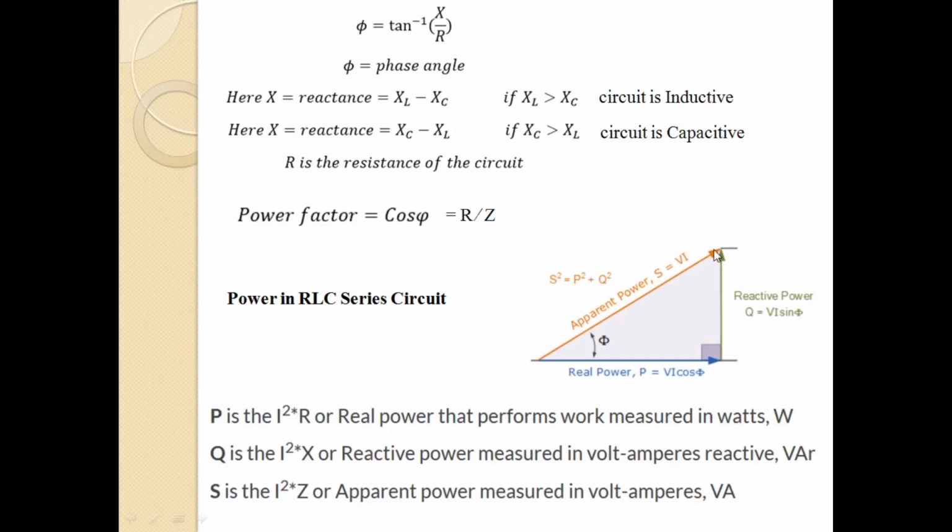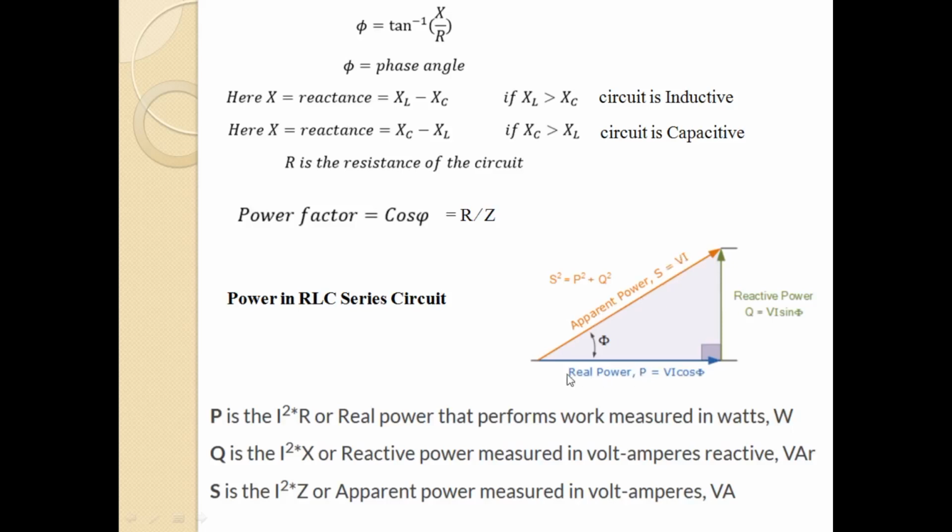In a DC circuit, you have only one term, which is power, given by the product of the voltage and current. You get the real power. But in case of an AC circuit, a term power factor comes into play. Here you can see that the product of the RMS value of the voltage and current is termed as apparent power.